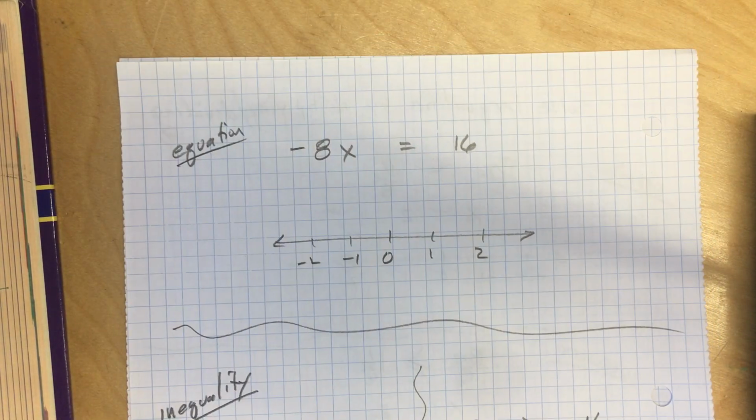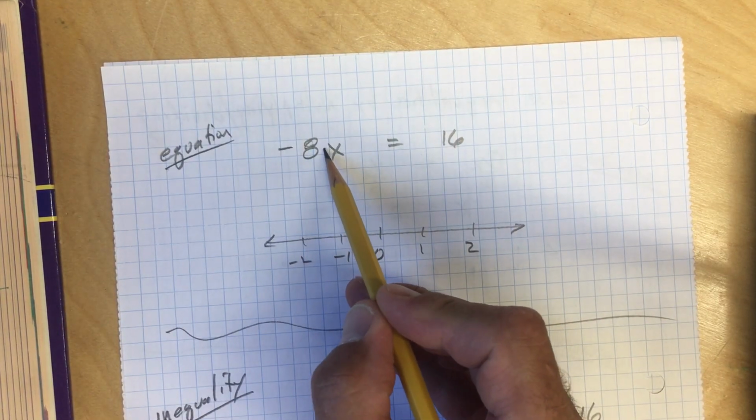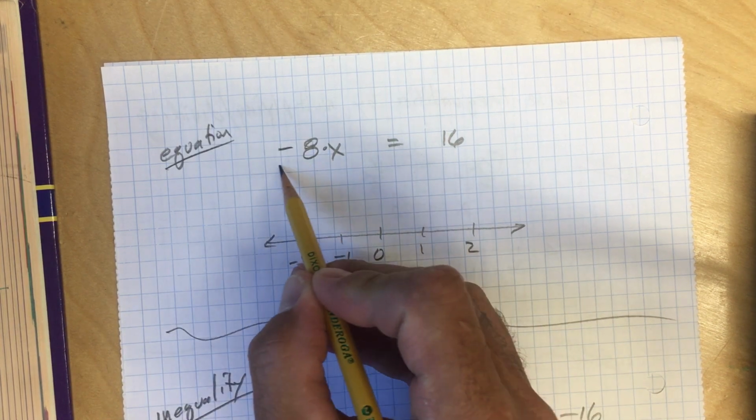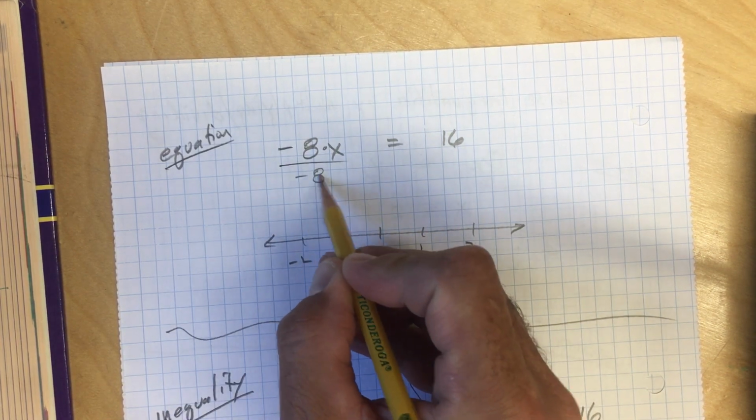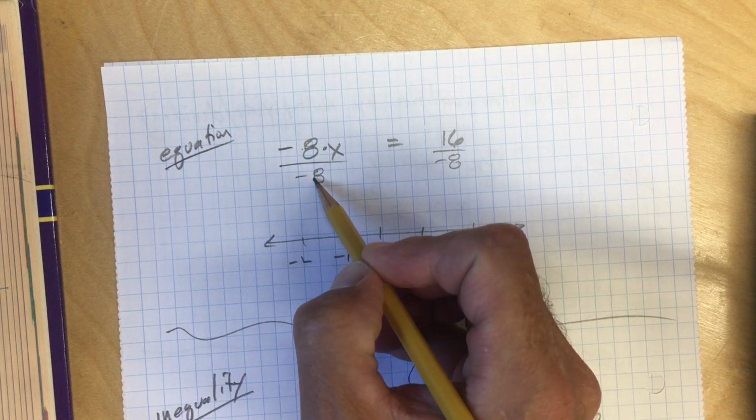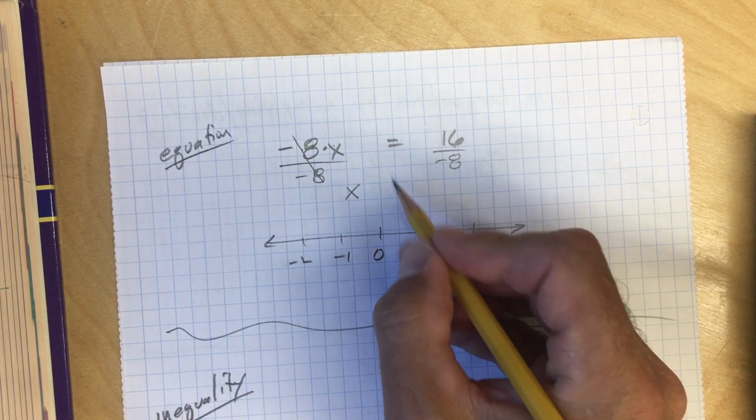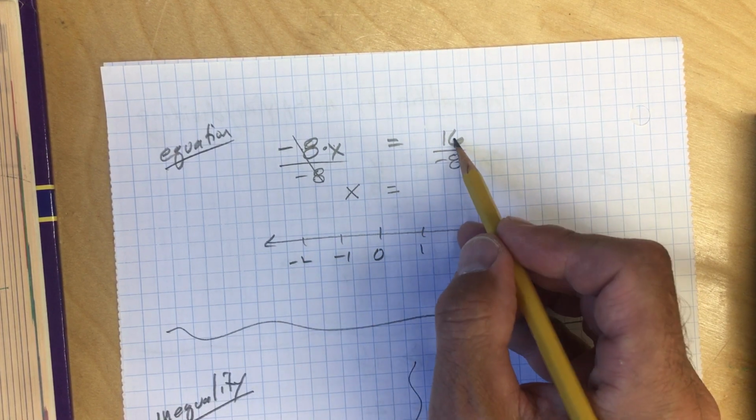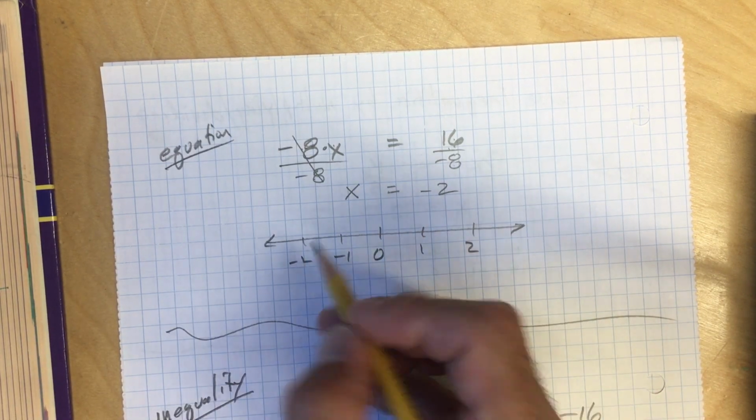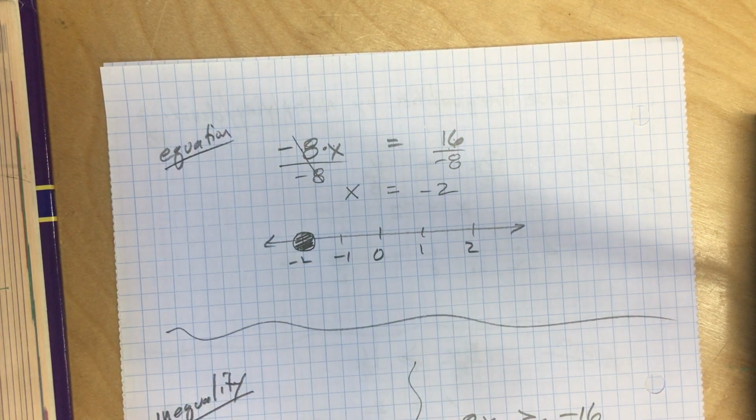Now, let's do an equation again. Now we have negative 8 times x equals 16. So we want to do the opposite operation, which is divide by negative 8. Negative 8 divided by negative 8 is positive 1 times x is x. We have the equal sign. 16 divided by negative 8 is negative 2. It's an equals. The solution is negative 2.